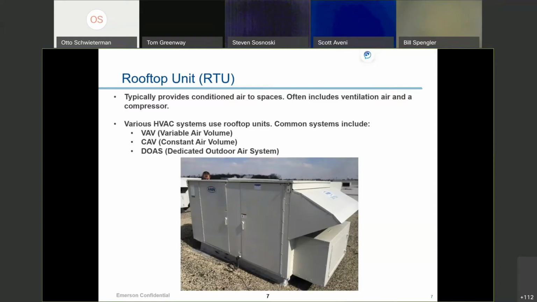Each of these systems will act differently also. The VAV system, like all these systems, has the potential to bring in some outside air as well. It's not just going to be return air from all the spaces. I'll go a little bit more in depth on each of these systems as we go.